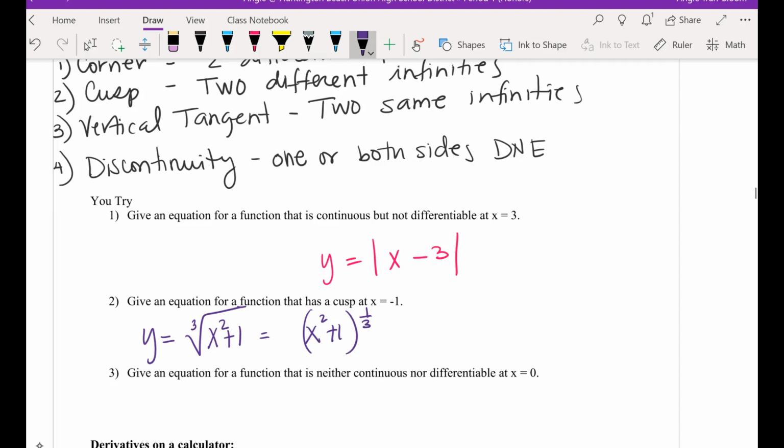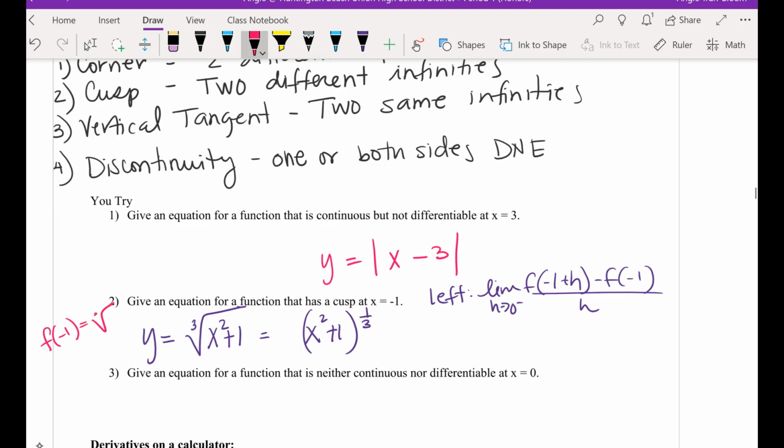Okay. So let's see, left-hand derivative. I want to prove it really quickly. The limit as h approaches 0 from the left, if I'm looking at x equals -1, would you agree that it's f of -1 plus h minus f of -1 all over h? So when I plug in -1, by the way, what's f of -1? -1 squared is 1. 1 plus 1 is 2. So third root of 2. Is that correct for f of -1? So f of -1 equals third root of 2.